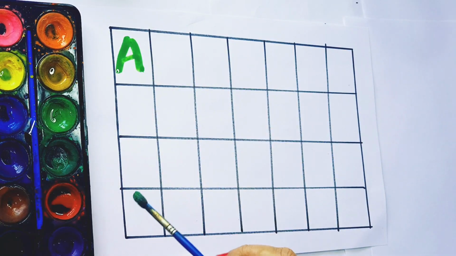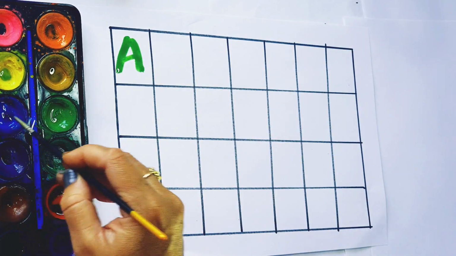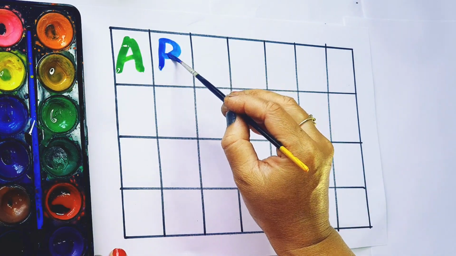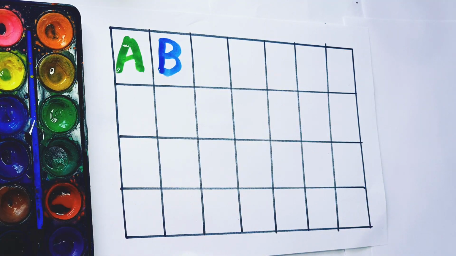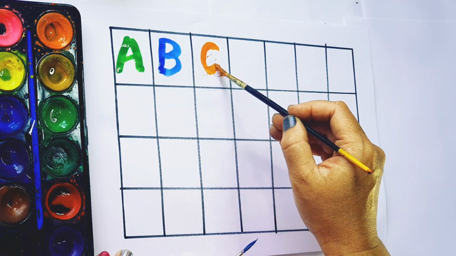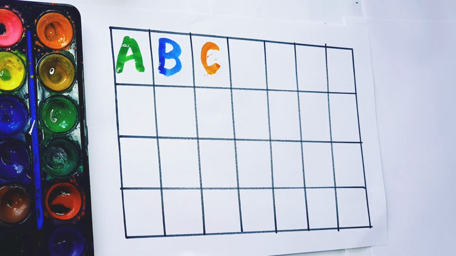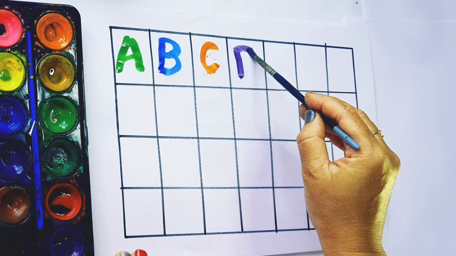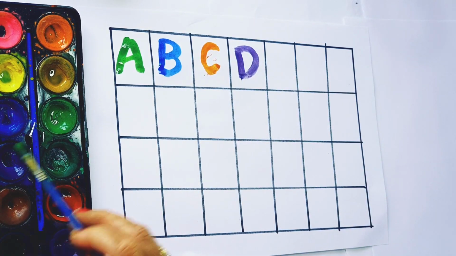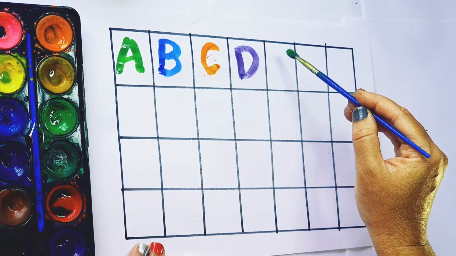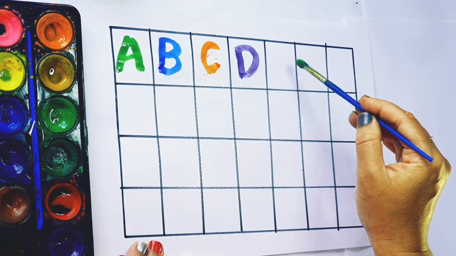A for aeroplane. B for butterfly. C for carrot. D for dog.